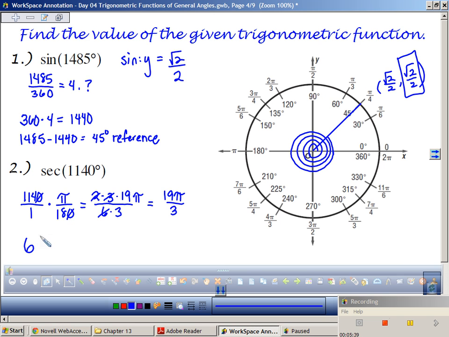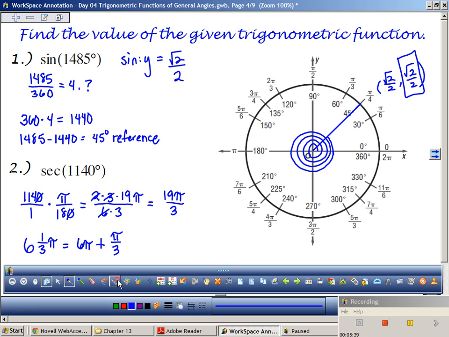We'll just leave it like this. 6 and how many left over? 1/3 pi. Couldn't I write that like this? 6 pi plus pi over 3? Isn't that going around 3 times and then landing where?